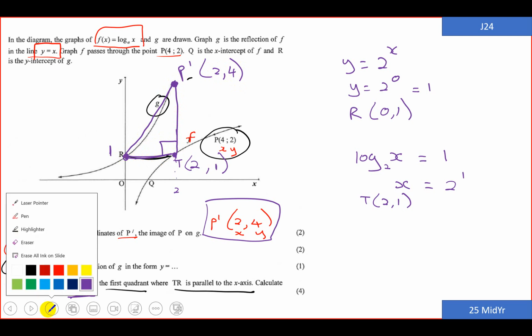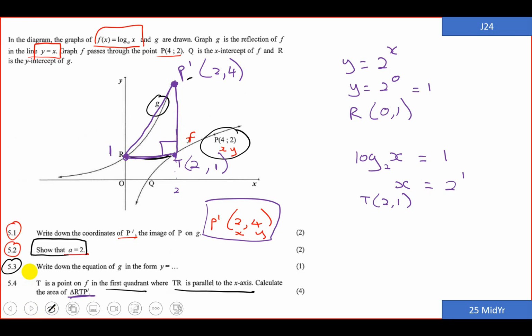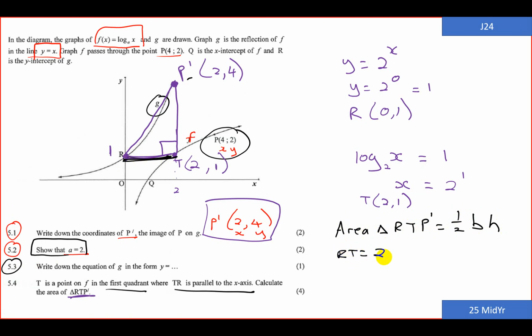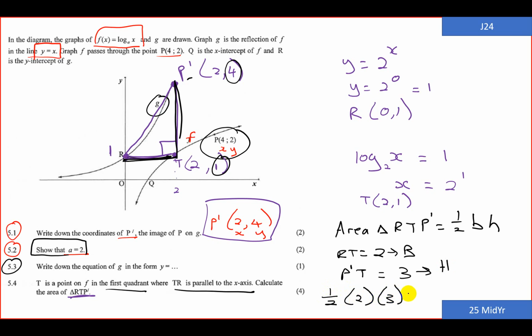And the formula to find the area is half base times height. So we know that the area of this triangle, RT and the image of P, is equal to half base times height. Now RT is going to be our base, which is 2 units. So we know that RT is equal to 2 units, which is our base. And to find our height, it's the image of P to T, which is your vertical line. And all we got to do is subtract the y values. You got 4 minus 1 giving you 3 units, which is your height. And we put into the formula, we're going to get a half, base which is 2, times a height of 3. And that should actually give us 3 units squared. And that's it. Thank you.